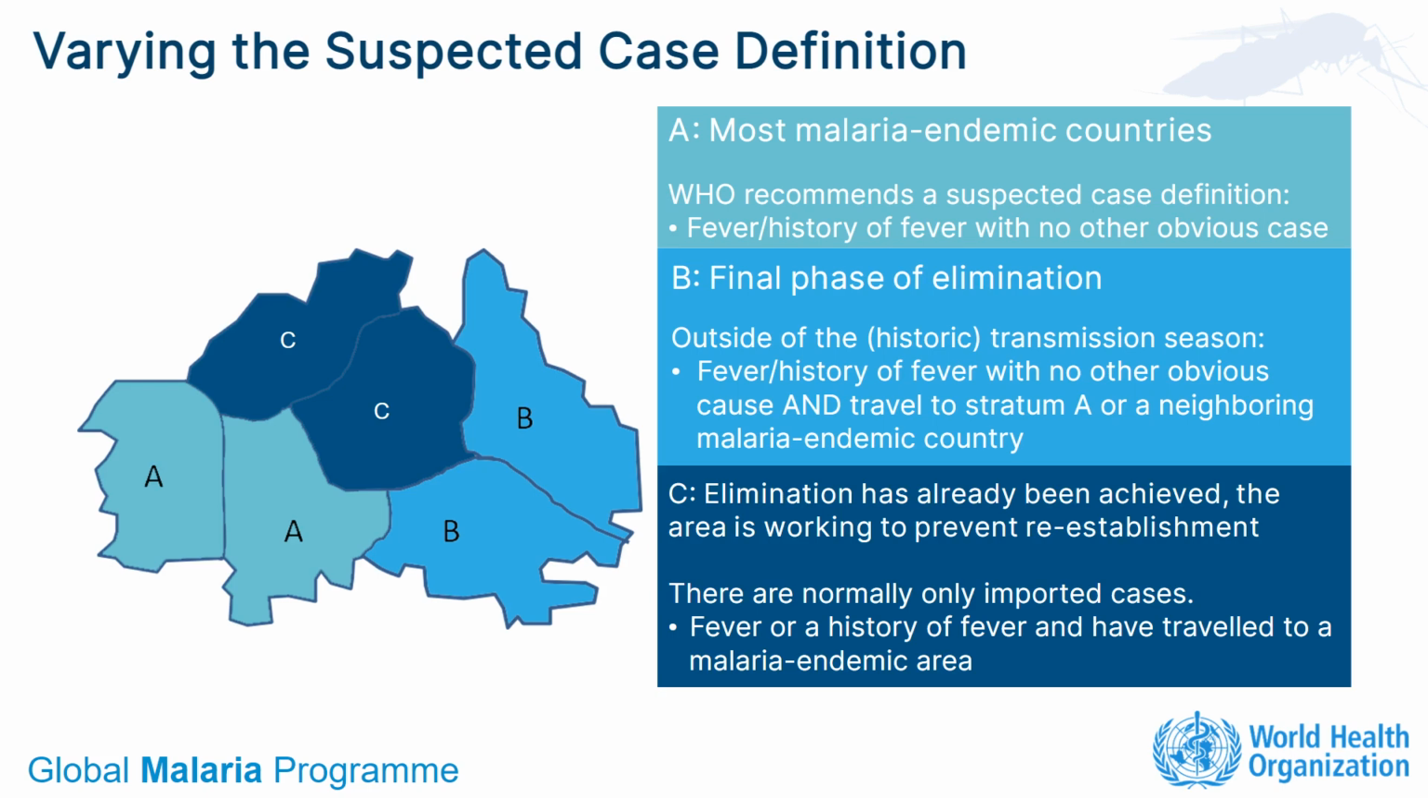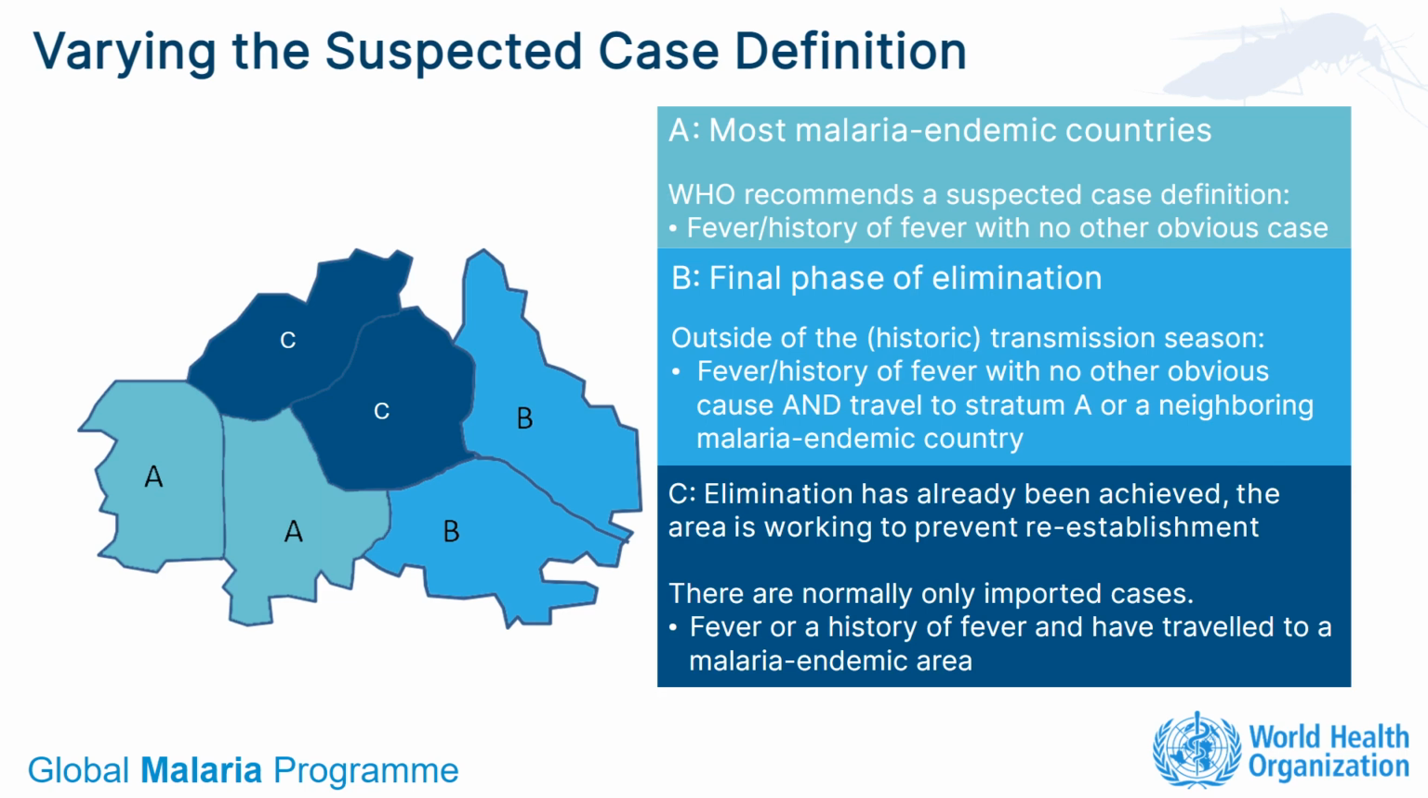However, to avoid missing a rare local case or the beginning of a resurgence, the suspected case definition should also include anyone with fever who does not respond to treatment for other common illnesses. This latter criteria will help to ensure that a rare indigenous case is not missed, even if it might take a little longer to identify it.